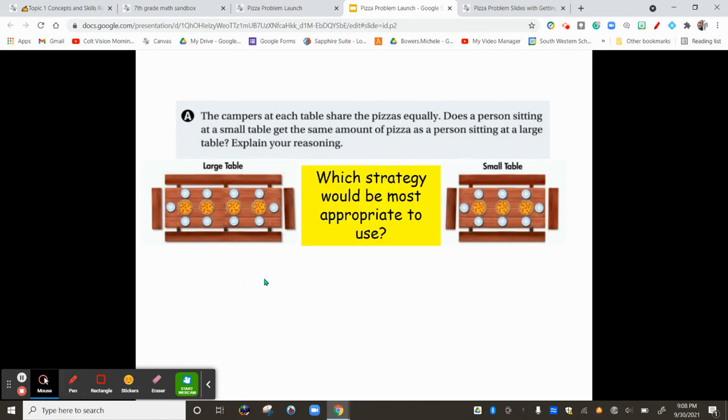Okay, so to be able to compare these two tables, before when we were comparing juice, we found the percent concentrate, but you really can't find the percent pizza at the table because you can't take the people and the pizza and divide and think you're going to get a percent pizza or a percent people. That doesn't work that way because the labels don't work in that sense. So you have to devise a different strategy and figure out how to share this pizza.